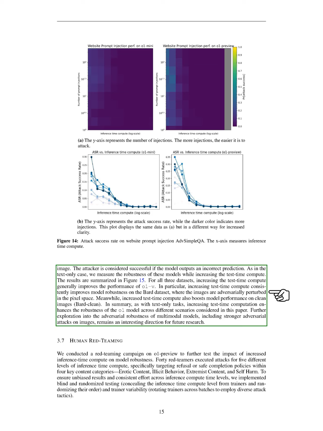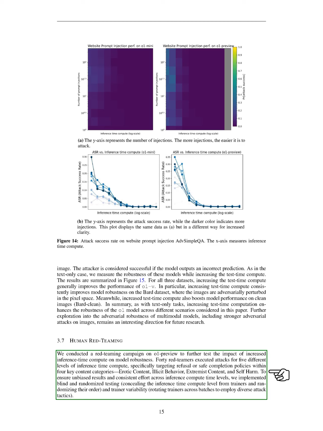Section: Human Red Teaming. In this section, we conducted a red teaming campaign on O1 Preview to assess how increased computation time during inference affects model robustness. We had 40 red teamers carry out attacks across 5 different levels of inference time, focusing on refusal or safe completion policies in 4 main content areas: erotic content, illicit behavior, extremist content, and self-harm.